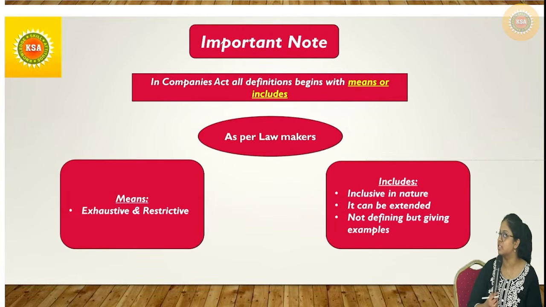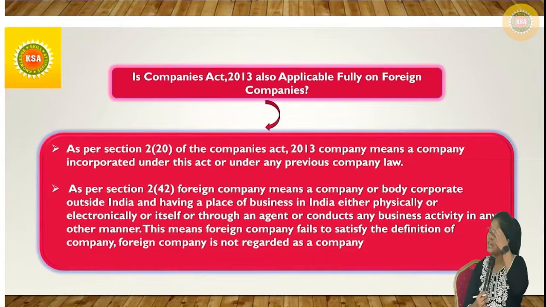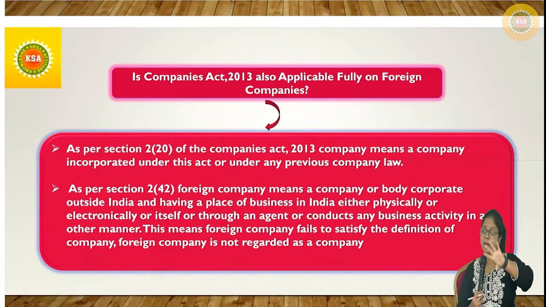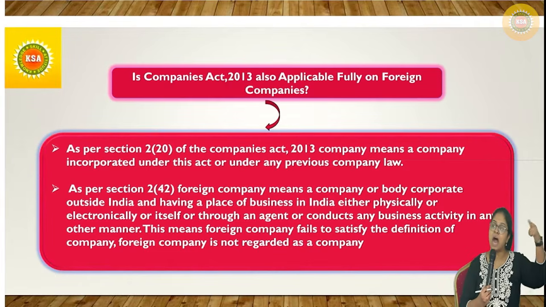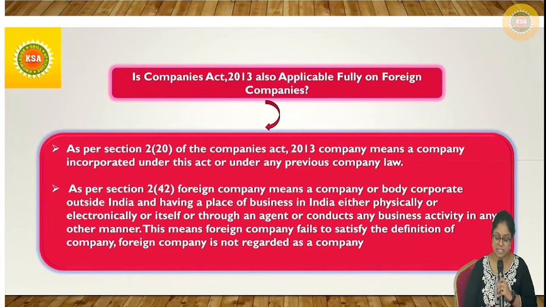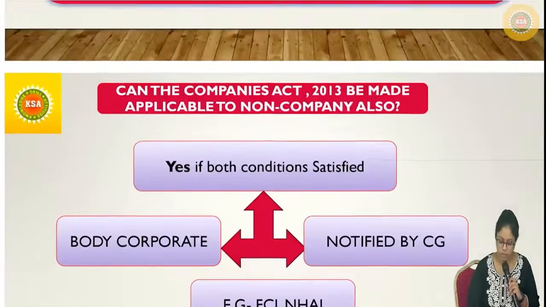Then the difference between the word means and includes. Whenever a definition starts with the word means, it is an exhaustive definition, and whenever it starts with the word includes, it is an inclusive definition. Next up is the difference between a company and a foreign company. A foreign company is defined under section 2 clause 42. It says that a foreign company means a company that is incorporated outside India, having a place of business in India, either physically or electronically, or it functions through an agent.